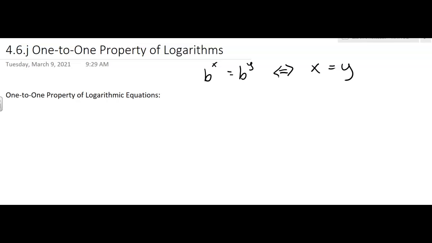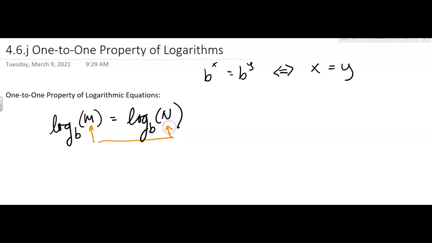Now we're going to use a similar property with logarithms. So say you have log base b of m equals log base b of n. Well, then those arguments have to be equal to each other, because you're applying the same function to them. So you kind of pop out those arguments and say, oh, then m equals n. Okay, so that's this idea of the one-to-one property. And that's what we're going to do.